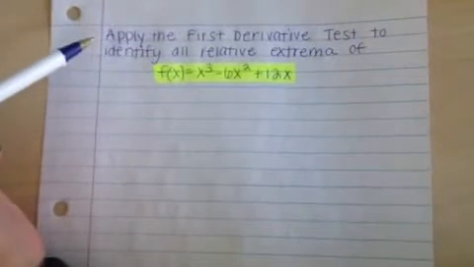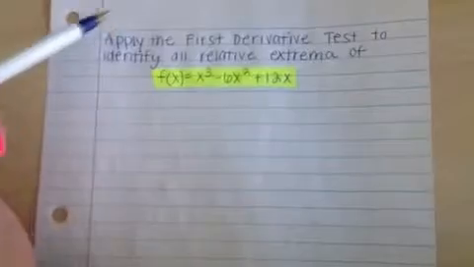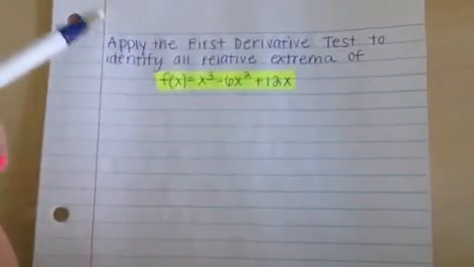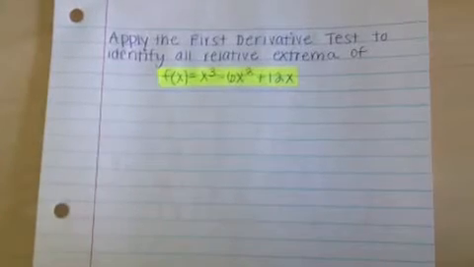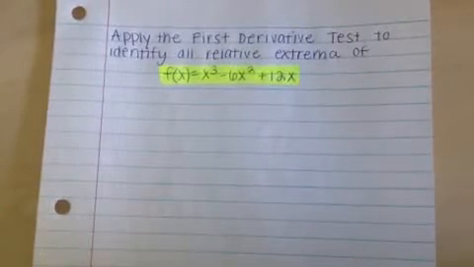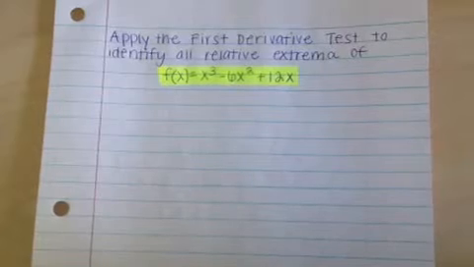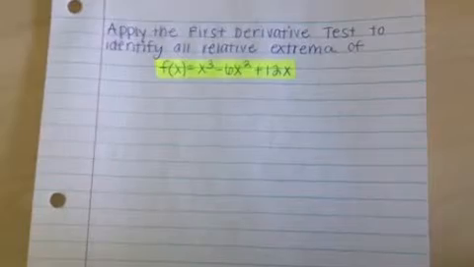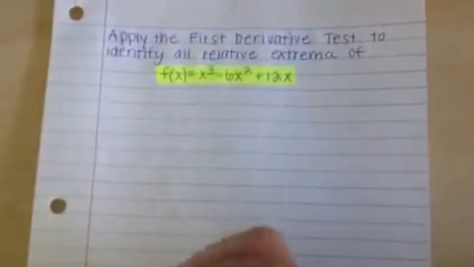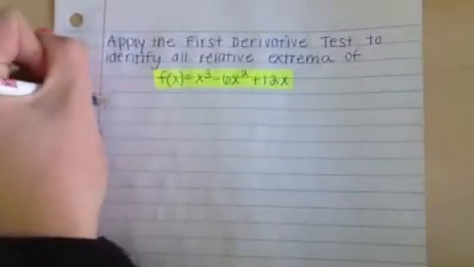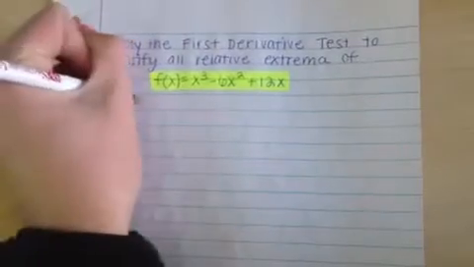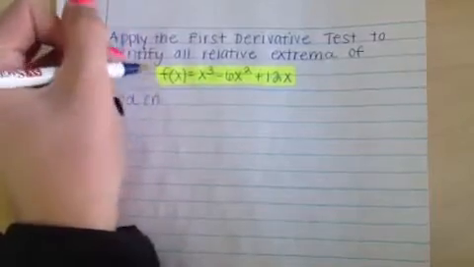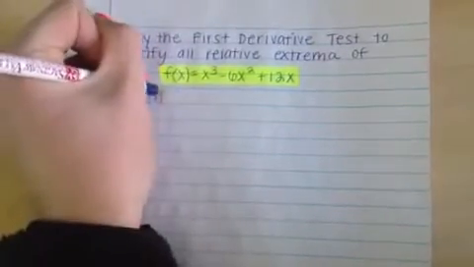Okay, the problem we have here says, apply the first derivative test to identify all relative extrema of the function f(x) = x^3 - 6x^2 + 12x. Now with the first derivative test, first, what we have to do is find all critical numbers. So to find critical numbers, you set the derivative to 0 or the derivative does not exist.